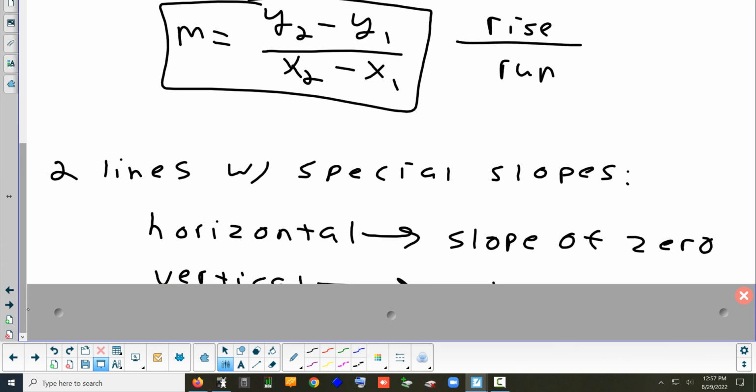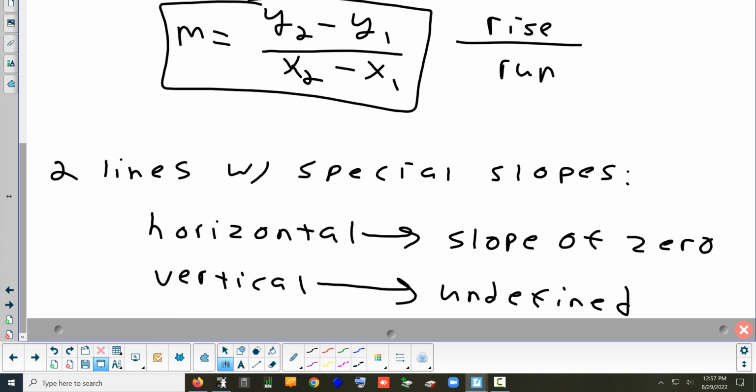There are 2 special cases of slopes. If you have a horizontal line, that's a slope of 0. If you have a vertical line, that is undefined. And not only are they special cases of slopes, the equations are also special too, because neither one of these is y equals mx plus b form. Horizontal is y equals and then a number, and vertical is x equals and then a number.